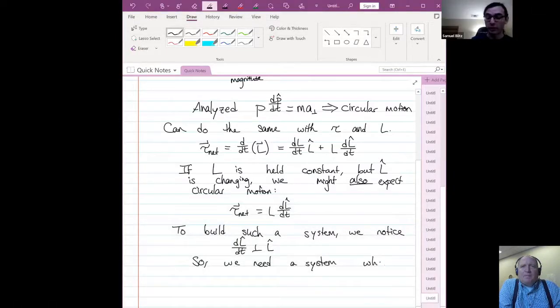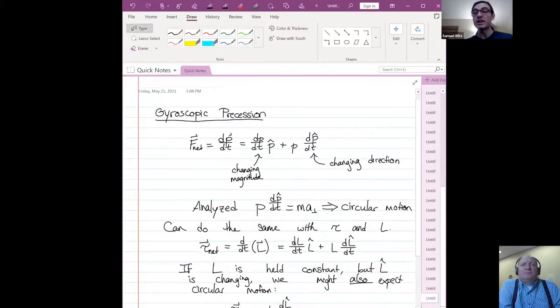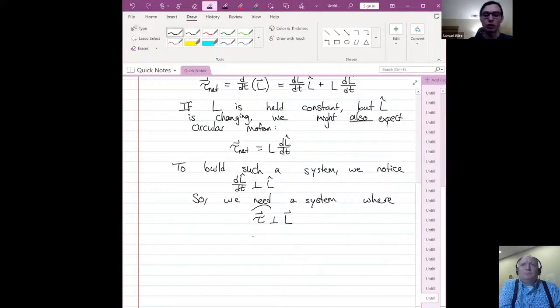The torque is proportional to dL-hat/dt, so the torque is perpendicular to the angular momentum. That would be like saying, in regular circular motion, like a rock tied to a string going around in a circle, the tension force on the rock, which is pulling it towards the center, is perpendicular to the momentum vector, which is going along the circle. Those two are perpendicular. We need the same thing here: the torque is perpendicular to the angular momentum.